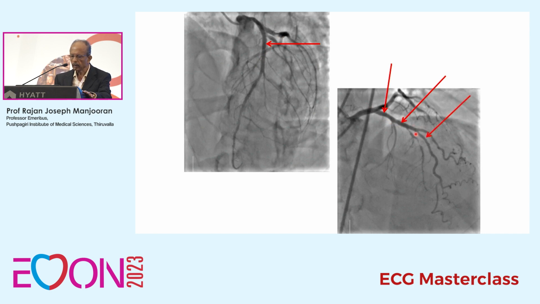And the fourth one is beyond both septal as well as diagonal. So by looking at the surface electrocardiogram, can we make out where the occlusion is? Is it proximal, or is it beyond the S1, or is it beyond D1, or is it beyond both? So there are simple clues by which we can diagnose it.